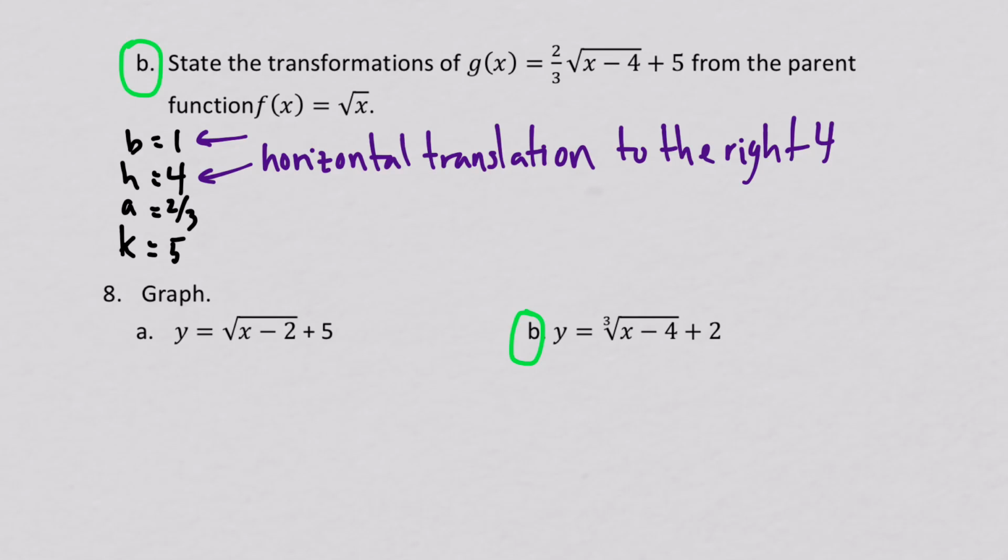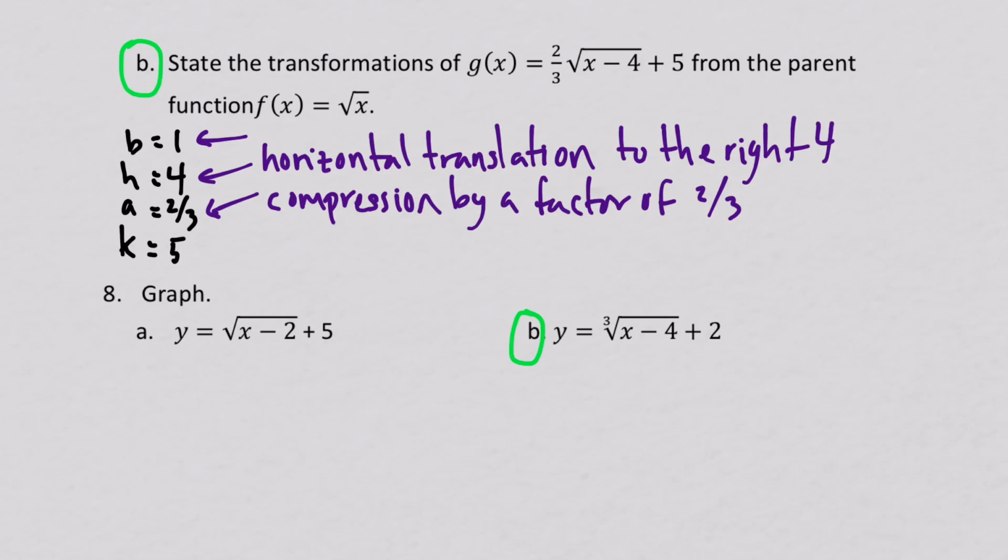A always represents a vertical stretch or compression, or a reflection if it's negative. It's not negative, so it's not a reflection. And then how do you decide if it's a compression or a stretch? By looking at how big the number is. Anything bigger than 1 is a stretch. Anything smaller than 1 is a compression. This is smaller than 1, so it's a compression by a factor of 2/3. K represents a vertical translation, and this one means up 5.